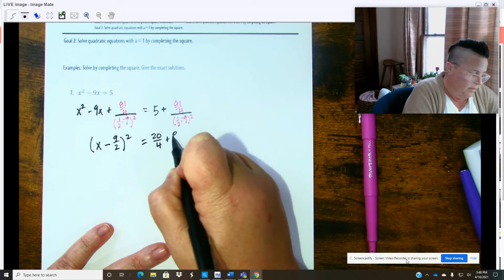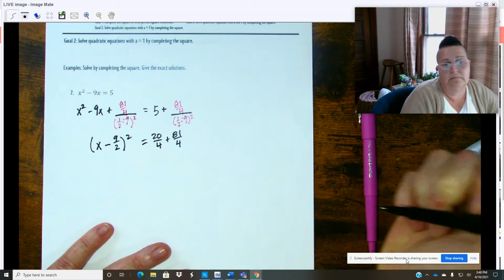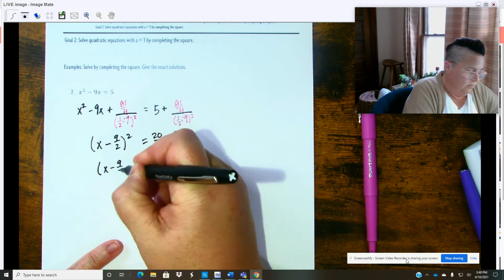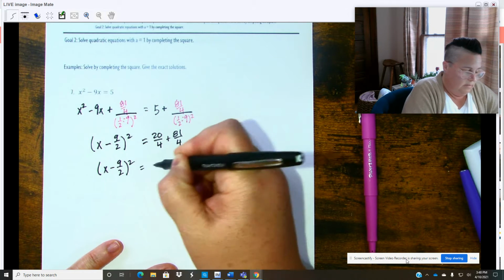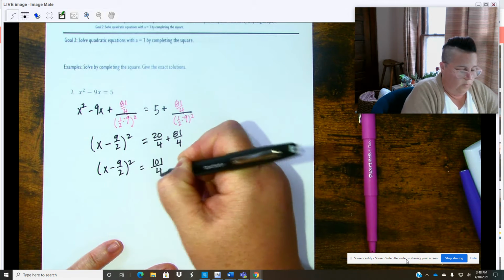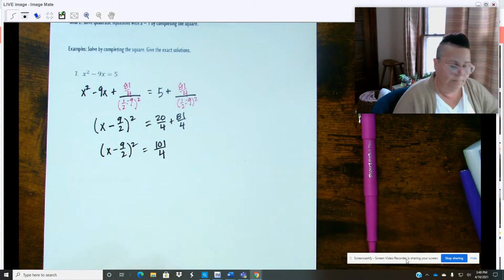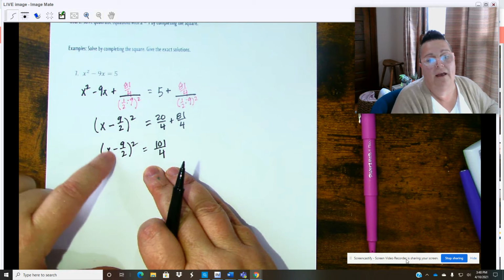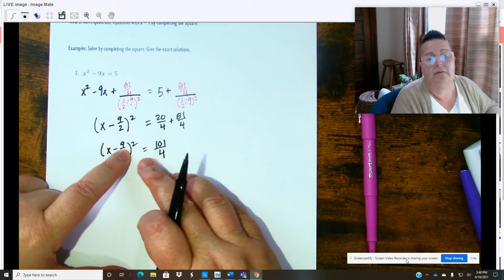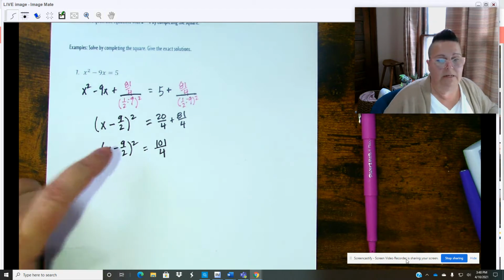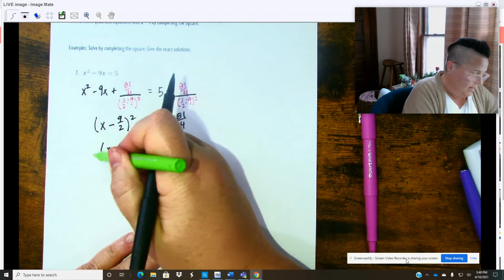20 over 4 plus 81 over 4. So this is going to give me x minus 9 over 2 squared is equal to 101 over 4. Why would I do that? Well, on the left side now I have my entity squared equal to a single number on the right side. So now what I want to do is take the square root of both sides.